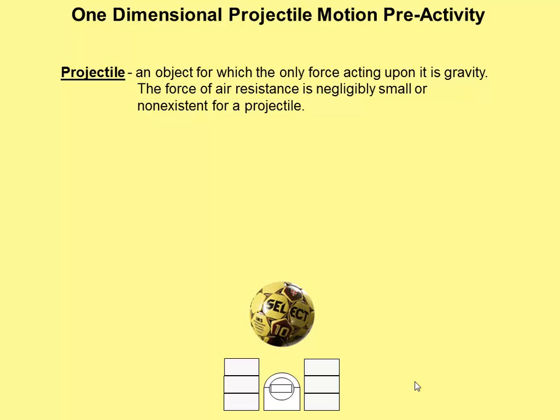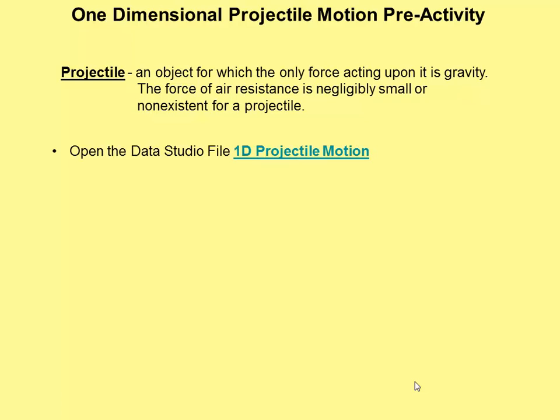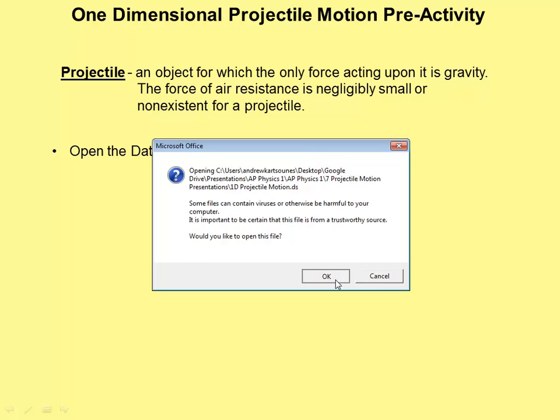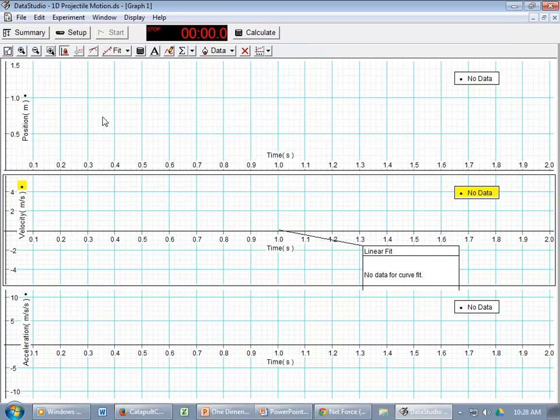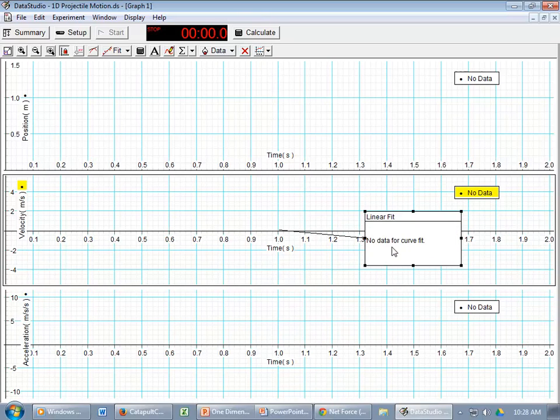A couple of things will make this lab work a little better. Here is the program you're going to use. It's called One-Dimensional Projectile Motion. You'll have to get it from the file that is on the website. When you open it up, you will see that it is basically three graphs: a graph of position versus time, a graph of velocity versus time, and a graph of acceleration versus time. One of the things I did here is I already put a linear fit box right here, for the velocity time graph, because the slope of that will be the acceleration.